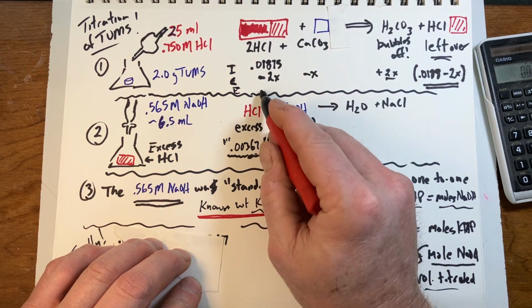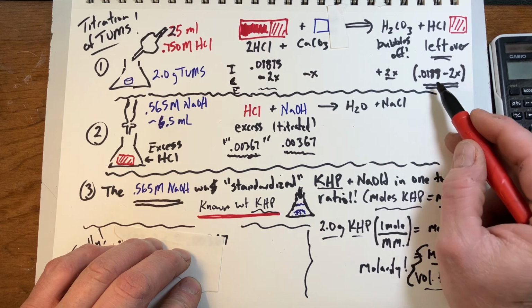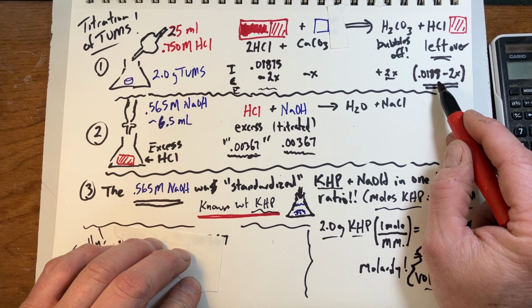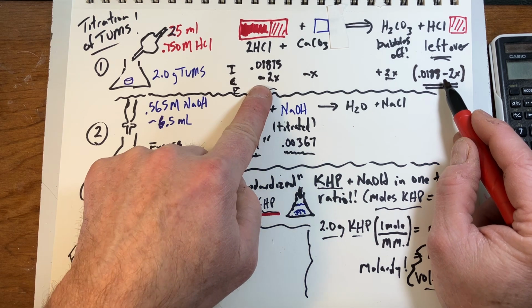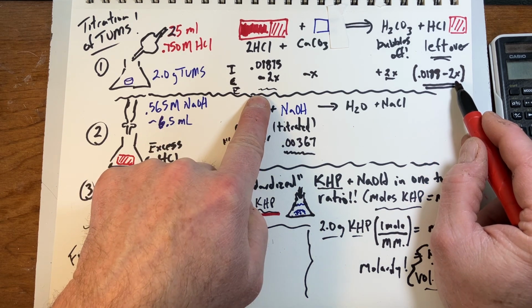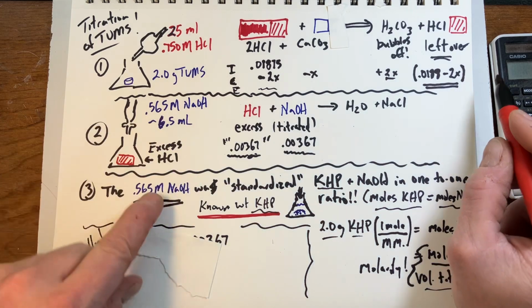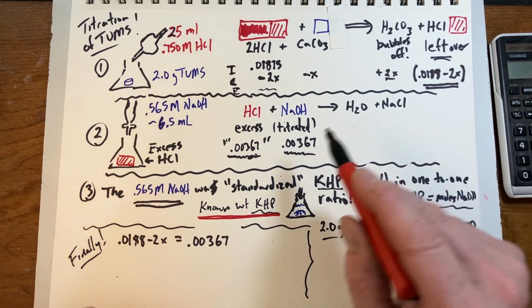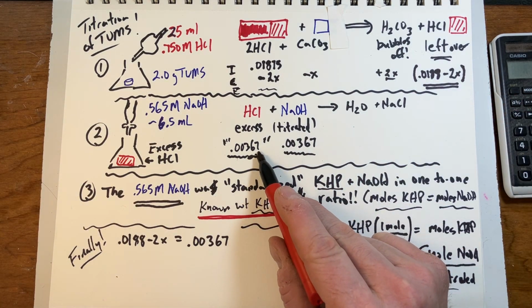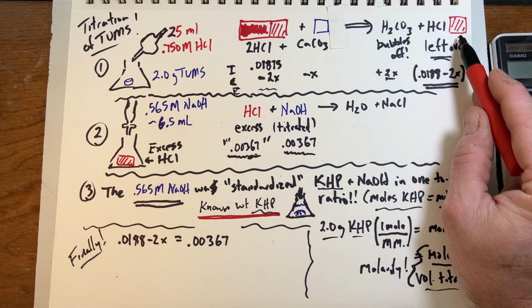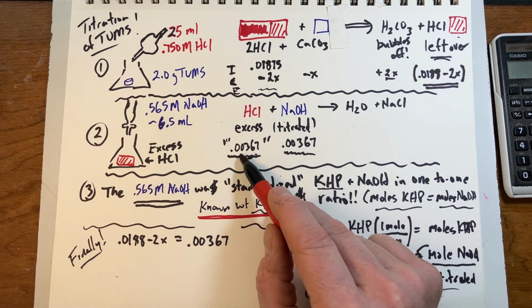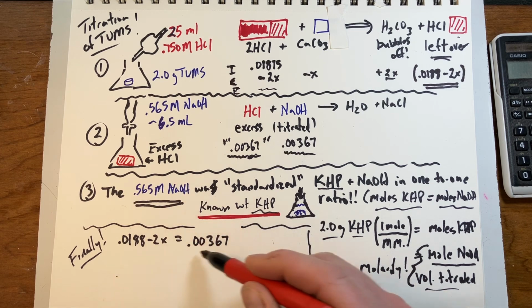I ran out of space, so I'd put that right here. It would be 0.01875, and I just rounded it to 0.0188 because of space. 0.0188 minus the 2X would be what I have at equilibrium. I know that's going to be equal to this 0.00367, because it's representing the same thing: this representing the excess HCl left over, and this representing that. So I've set them equal to each other.